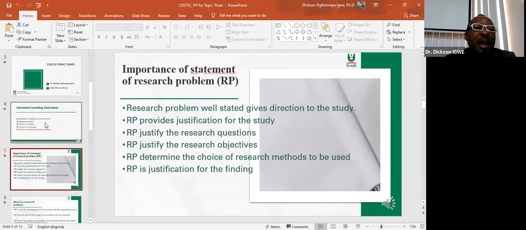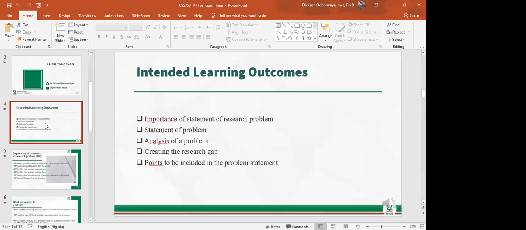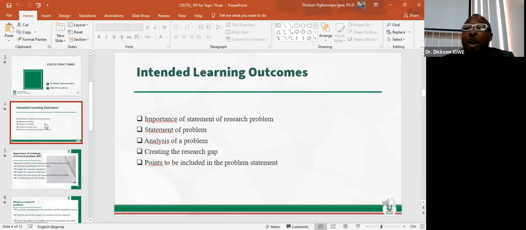By way of intended learning outcomes, it is expected that at the end of this lecture today, the importance of the statement of research problem will be clearer to all of you. And the statement of problem itself, you will also know and appreciate. The analysis of a problem is also intended to be clarified. Creating the research gap is also expected: you should know how to create a research gap. The points to be included in the research statement are also going to be glaring and unveiled to all of us.